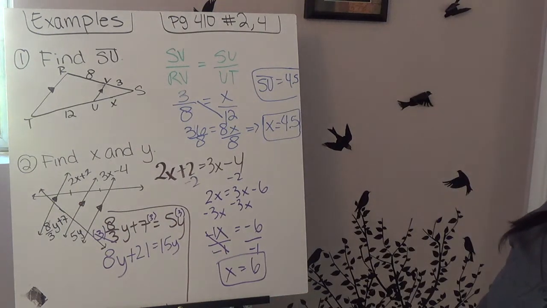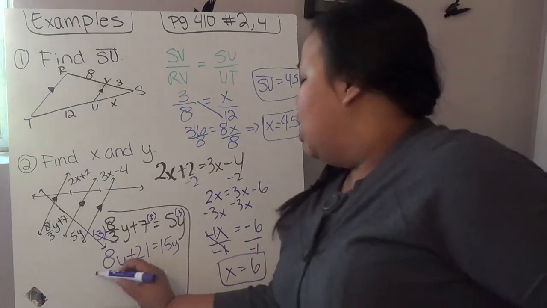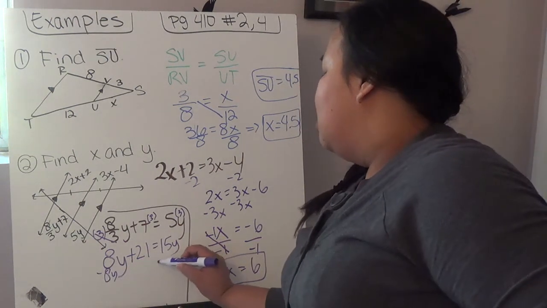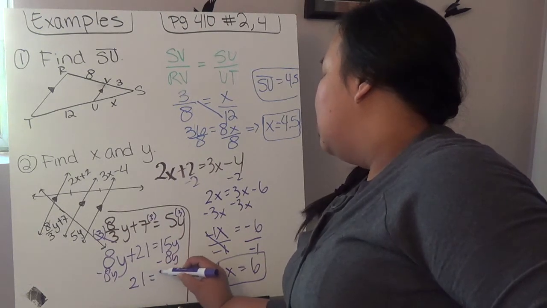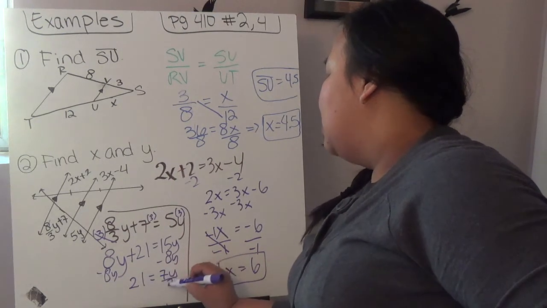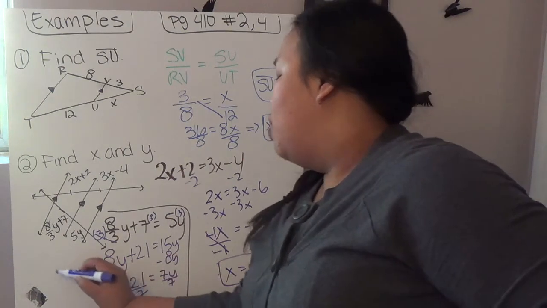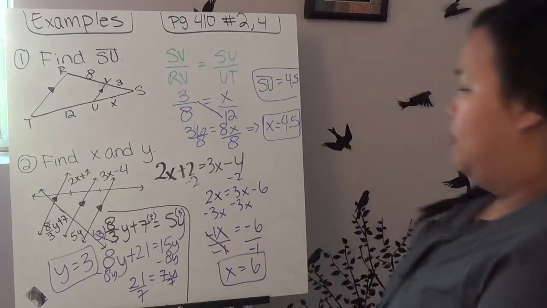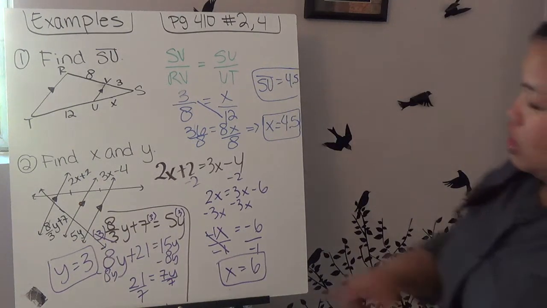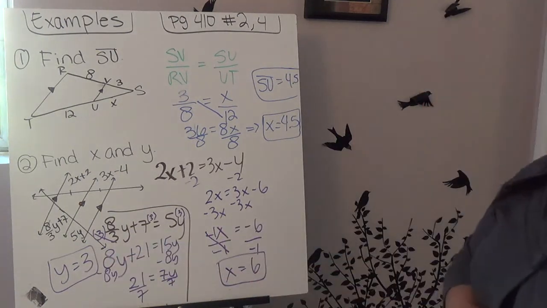Okay? So, then I'm going to subtract 8y from both sides. I end up with 21 equals 7y. I divide by 7. I end up with y equals 3. So my answer here is y equals 3 and x equals 6.